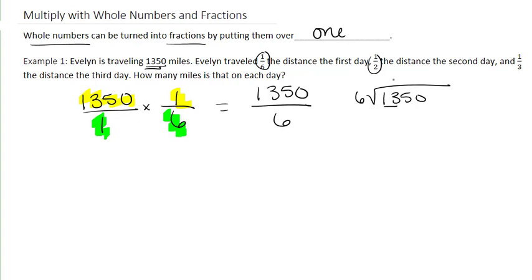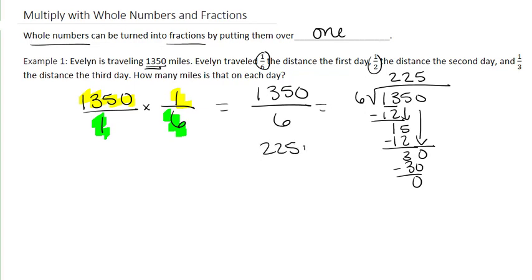So 6 can go into 13 2 times, which is 12. 13 minus 12 is 1. Bring down the 5. 6 can go into 15 2 times. So 6 times 2 is 12. We have a 3. Then we bring down that 0. Now 6 can go into 30 5 times. So we get 0 there. So each number can be divided by 6, or we can just reduce this into 225 miles on the first day. Then let's do the second day.